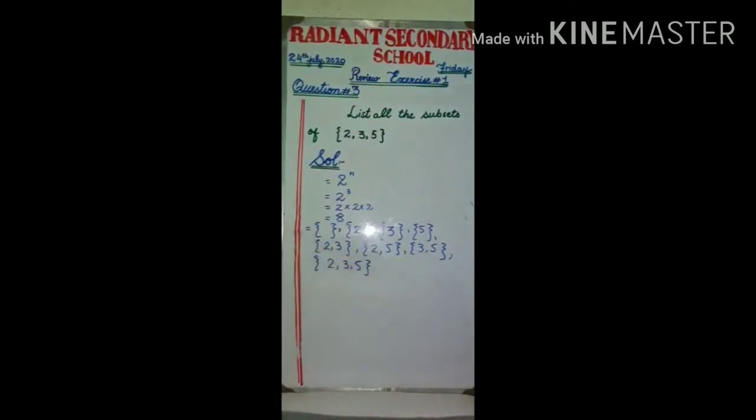Now count these sets. How many sets are there? 1, 2, 3, 4, 5, 6, 7, 8. Our answer was 8. It means we have to make 8 sets, and these 8 sets are actually the subsets of this given set.